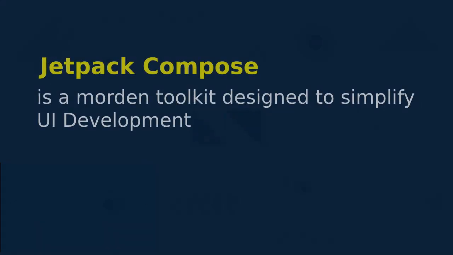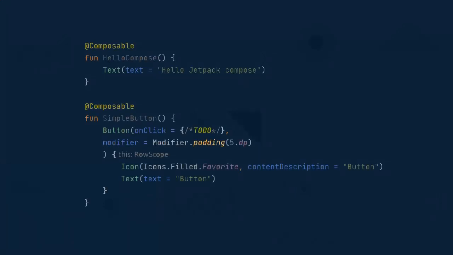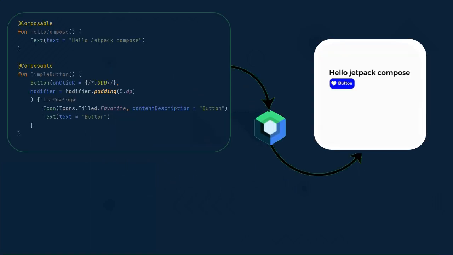Jetpack Compose is a modern toolkit designed to simplify UI development. It is fully declarative, meaning you describe a UI by calling a series of functions that is transformed into a UI hierarchy.